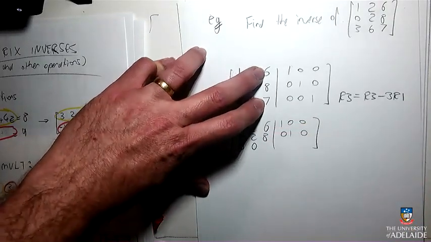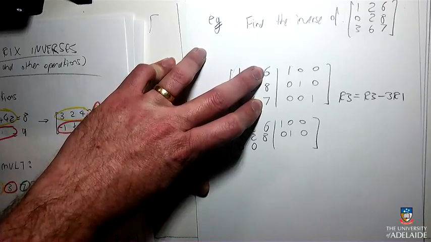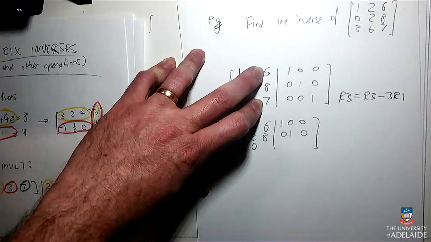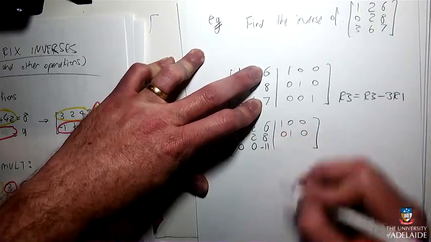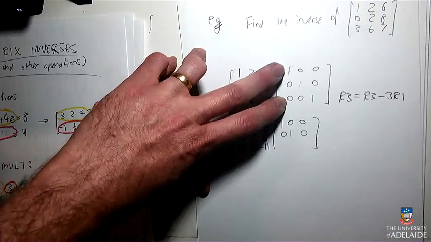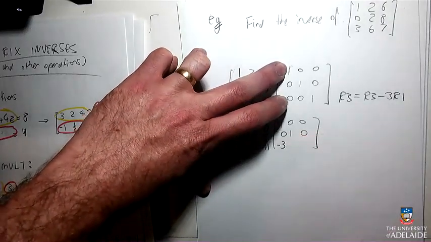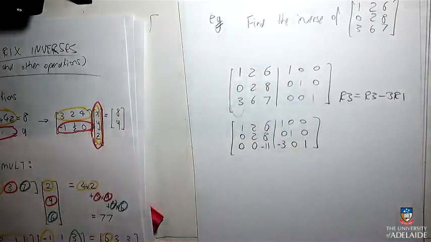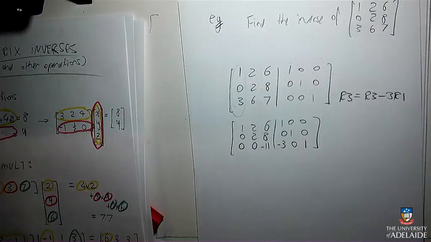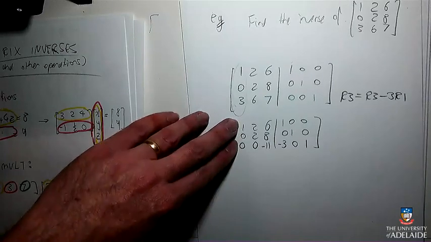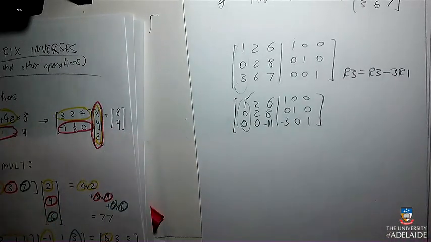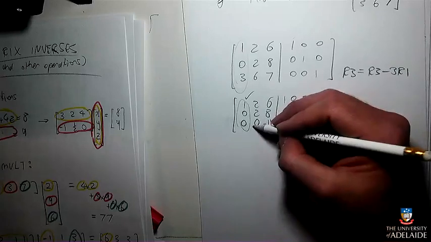And this minus 3 of that is... 7 minus 18, which is negative 11. Sad, but there it is. And this minus 3 of that is negative 3, and this minus 3 of that is still 0, and this minus 3 times 0 is still 1. So I literally treat it as one big matrix. Okay, so I've got my first column of the identity done. Beautiful.